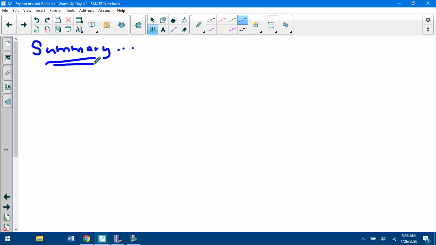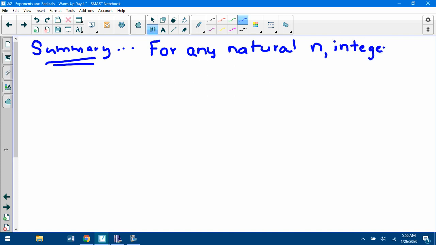Big idea for the day. For any natural number n, natural numbers are like the counting numbers, 1, 2, 3, 4, 5, things like that. Any integer m, integers can be positive, negative, or 0, and real number a, so that means it can be any decimal, basically anything that's not an imaginary number.